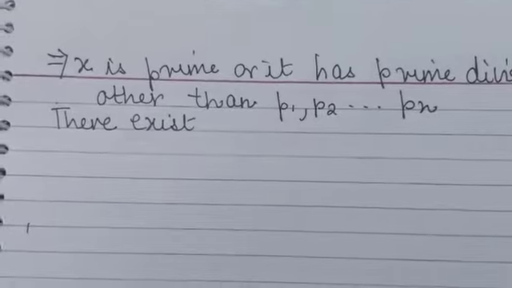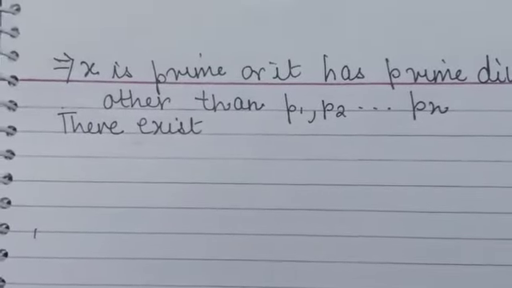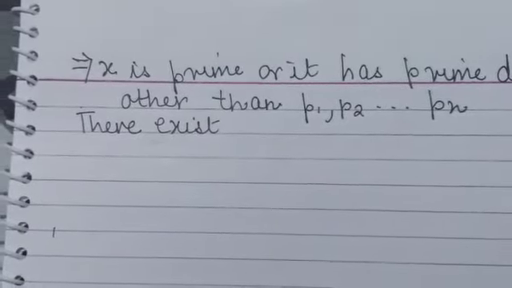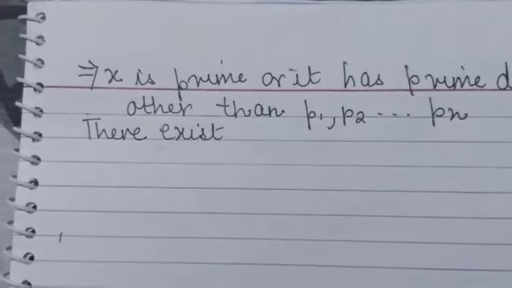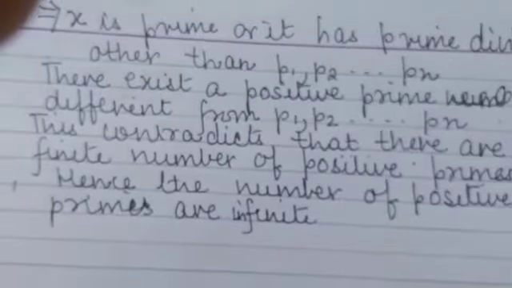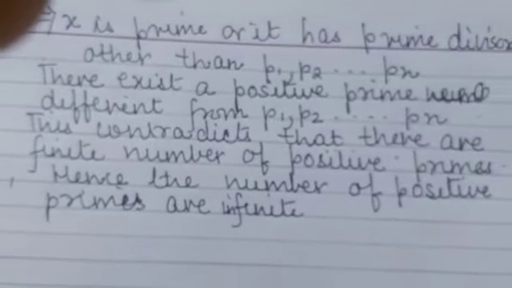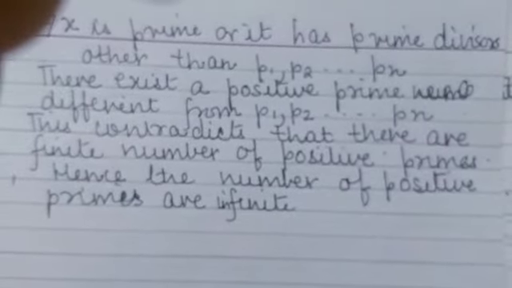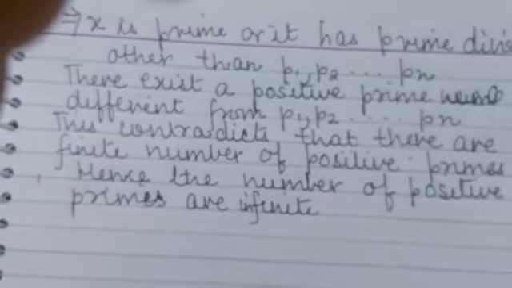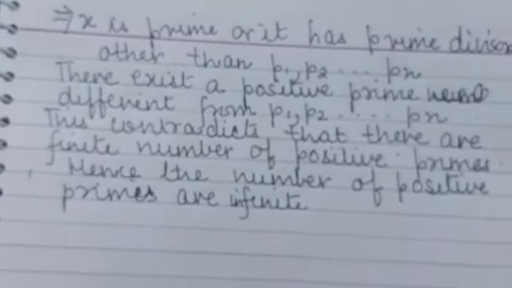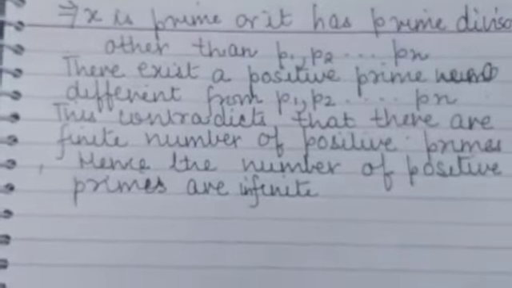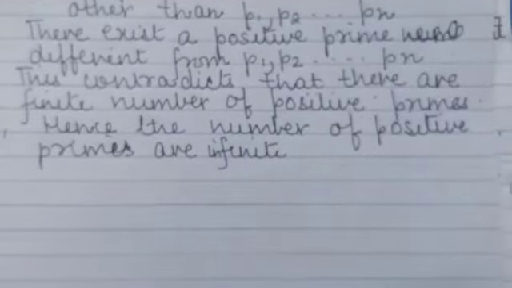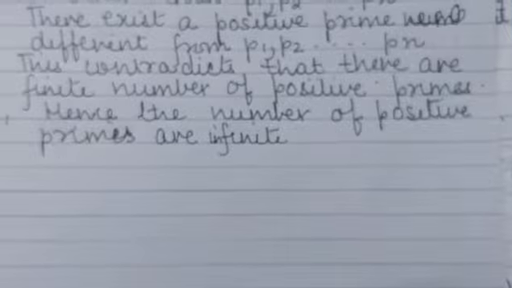So there exists a positive prime different from p1, p2, p3, pn. This contradicts that there are a finite number of positive primes. Right? As I have told you, x is a prime or it has a prime divisor other than p1, p2, p3, because x is 1 plus p1 p2 till pn. So there exists a positive prime different from p1, p2, p3, pn. This contradicts that there are a finite number of positive primes, hence the number of positive primes is infinite.